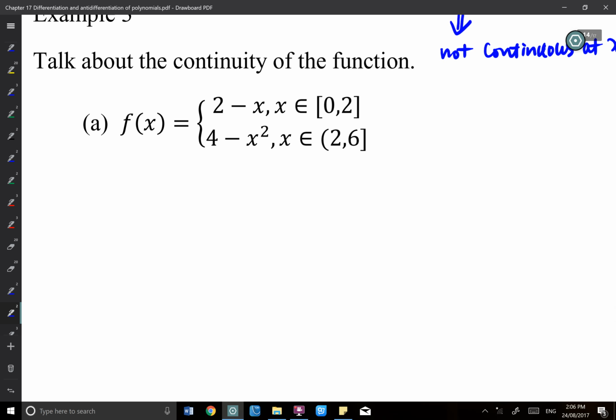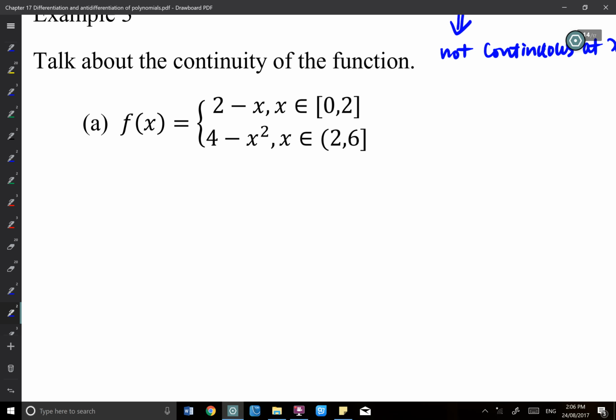Where do you think the point will have some problem? 2, okay? 2 is the connection point. Which point might have some problem? It is the 2. 2 is the connection point. You want to make sure whether it's actually connected or not at that point.